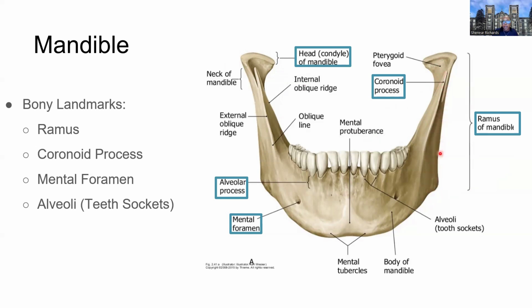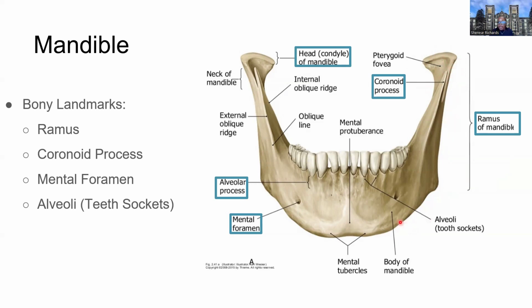So the ramus of the mandible. The coronoid process, which is the anterior projection. So there are two upper lateral projections on the mandible. The anterior one is the coronoid process. And then the pterygoid process would be the posterior or a larger one. But this is also forming the neck of the mandible and the head of the mandible. Okay. So those two projections sort of stick up from the top of the mandible.